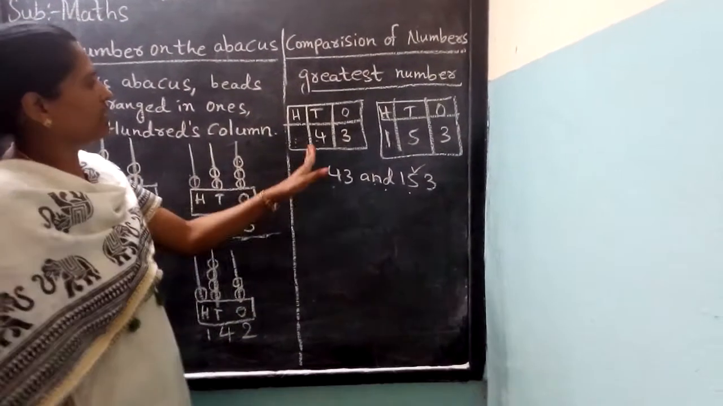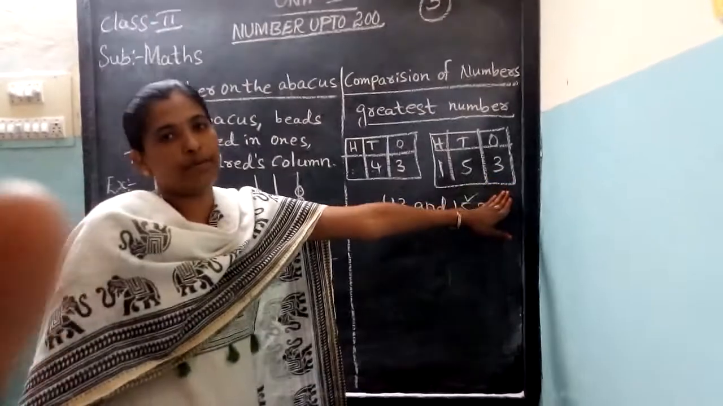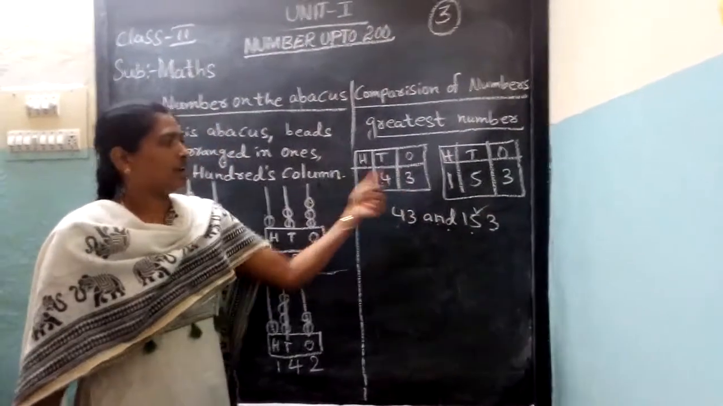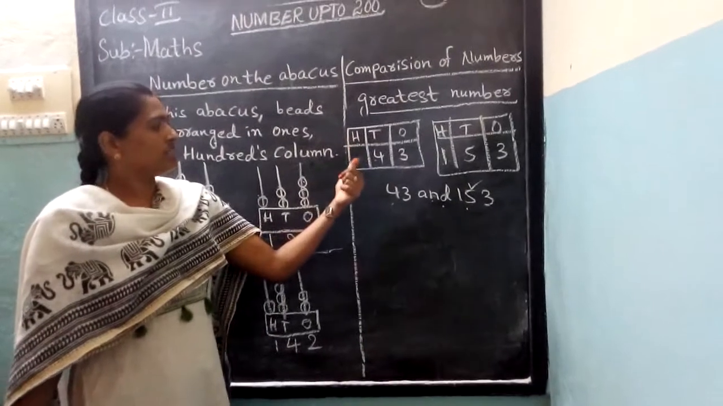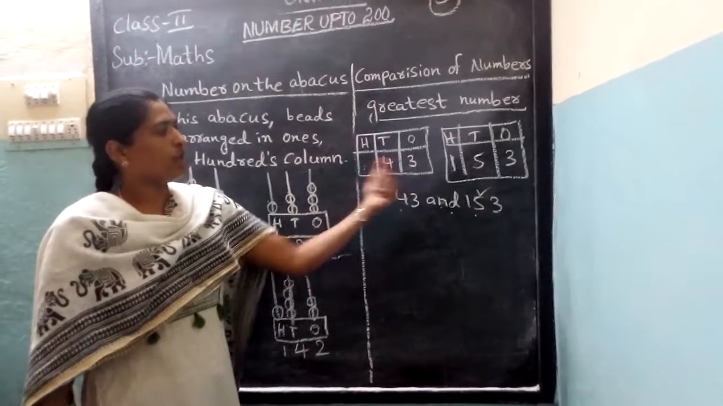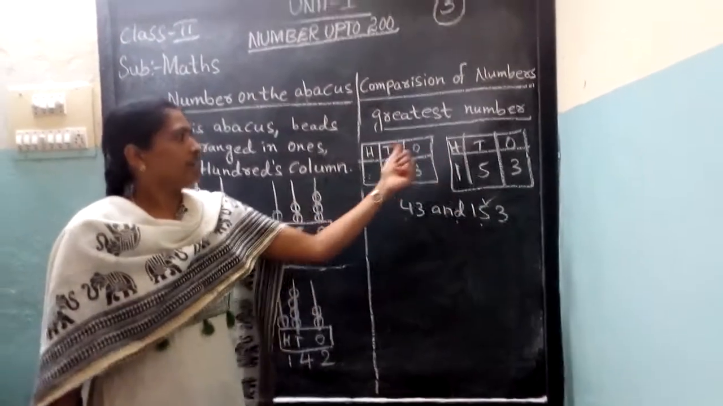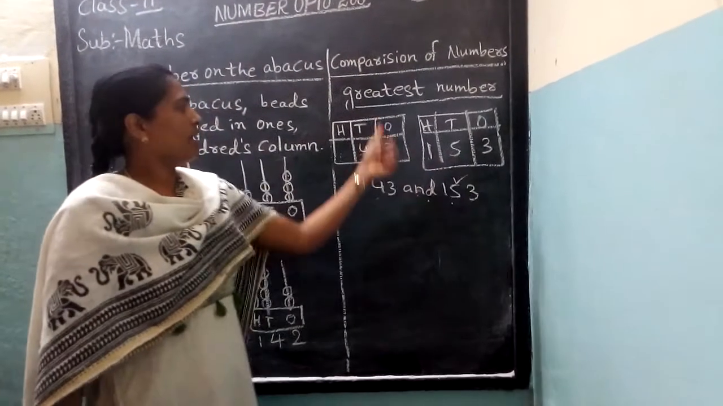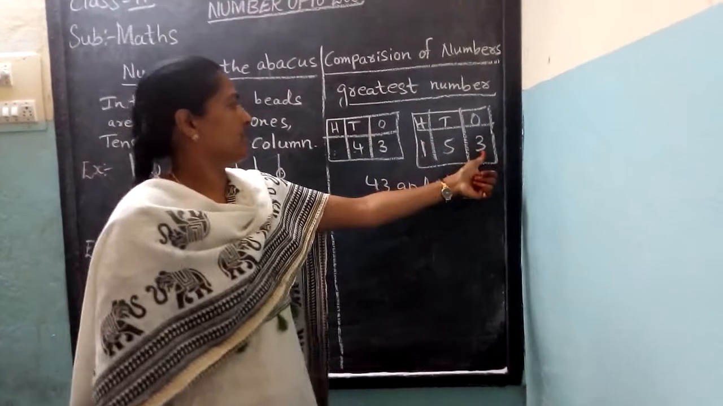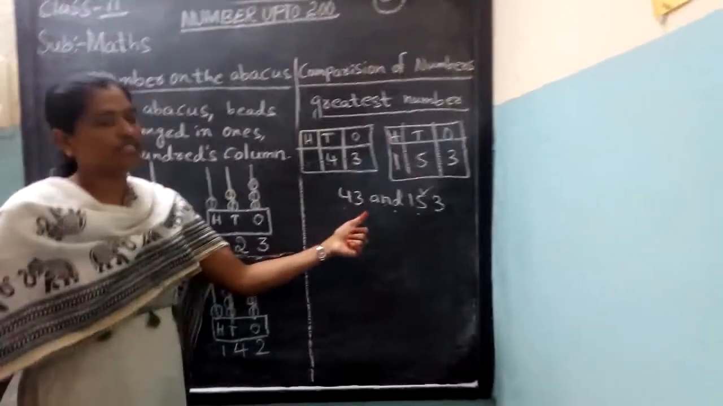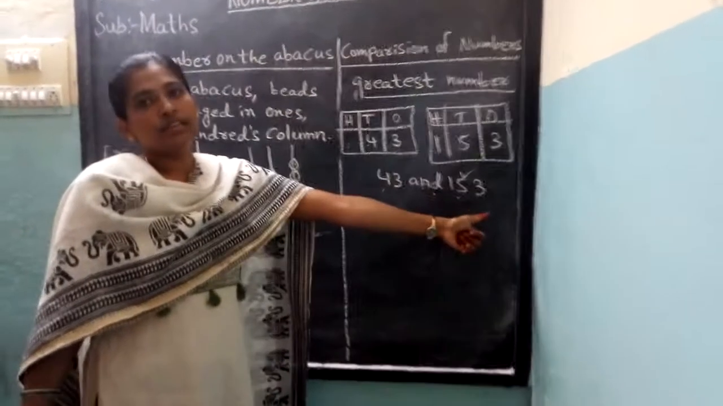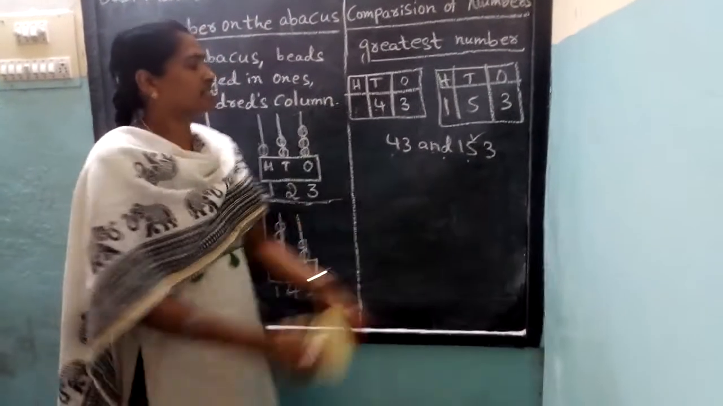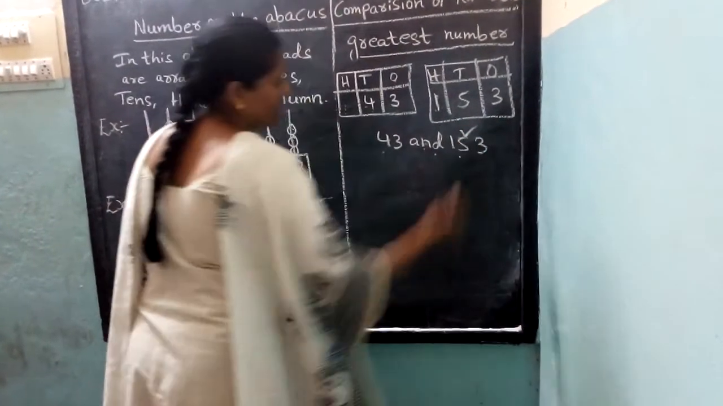Again I will explain. 43 and 153 are the numbers. You have to compare the hundreds column first. In the first number, in the hundreds column, there is no number. In the tens column, 4 is smaller than 5. And in the ones column, the same number is there. Because here only a 2-digit number is there, and here a 3-digit number is there. Which number is greater? 153 is the greater.